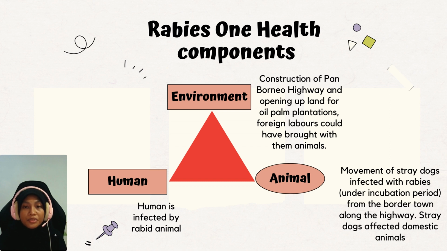Infected animals move from the border towns through the highway and then infect the domestic animals. To make it worse, the construction of the Pan-Borneo Highway, for example, and the opening up of land for oil palm plantations speed up the infection rate, as translocation of wildlife also happens due to their habitats being destroyed. This incident results in overpopulation of dogs, which further leads to an imbalance of the ecosystem. Ultimately, the rabies-infected dogs will bite humans and infect them.